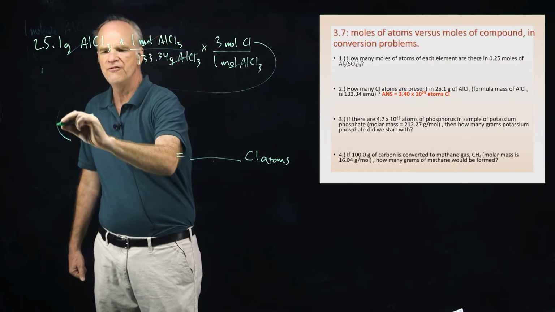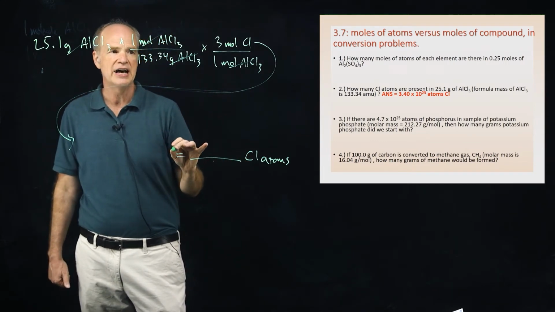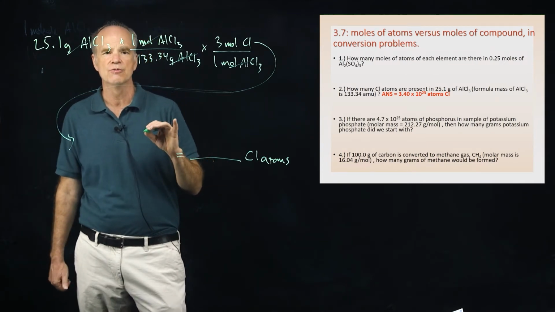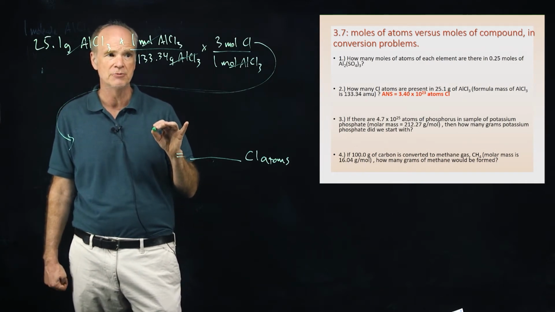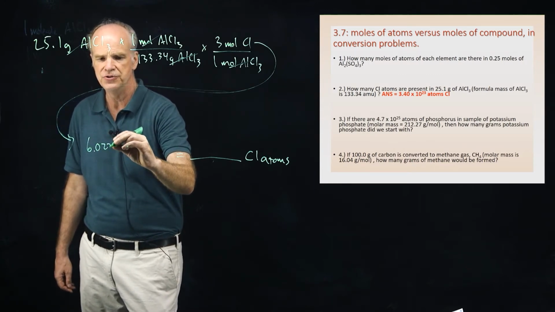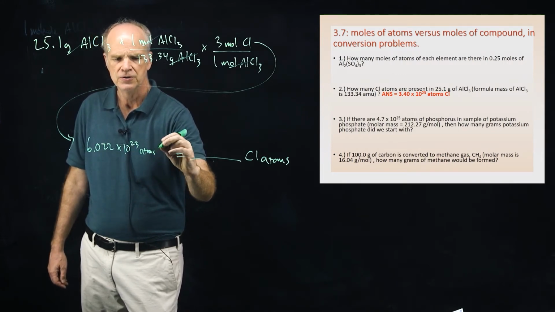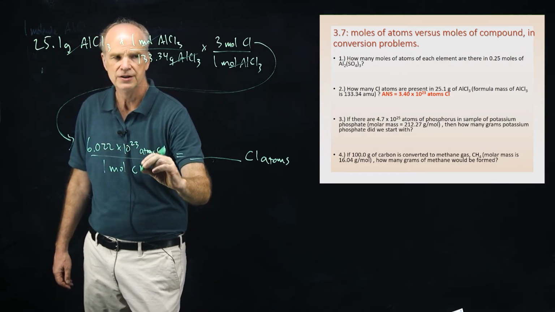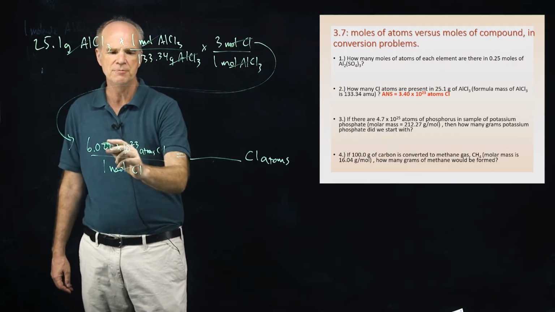So maybe the final step here is to take moles chlorine and get that into atoms chlorine. And there you use Avogadro's number, because you know that 1 mole of atoms is equal to 6.022 times 10 to the 23 atoms. So what we can do is write 6.022 times 10 to the 23 atoms chlorine over 1 mole of chlorine. And you can see that the moles of chlorine will cancel, and we should be left with an answer in atoms chlorine.